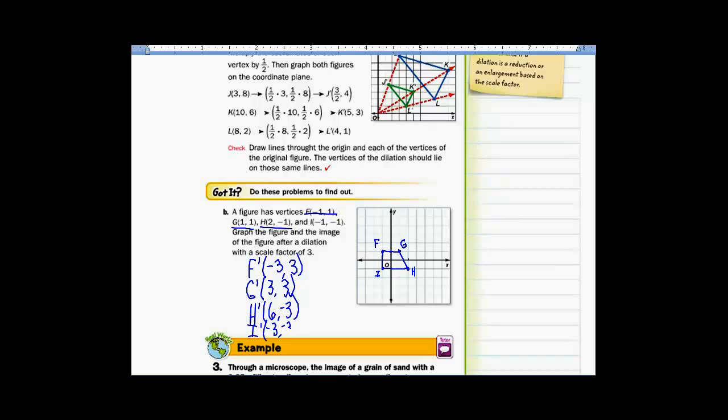All right, so my dilated image, F prime would be -3, 3. G prime, 3, 3. H prime, 6, -3. Now again, this looks a little off, a little crazy that H would be all the way over here, but that's why we're going to check it in just a minute. I prime is -3, -3. So here's my new trapezoid.